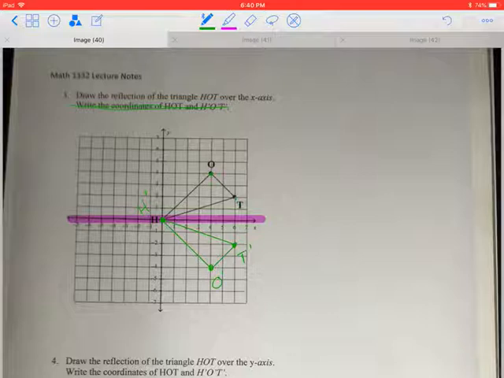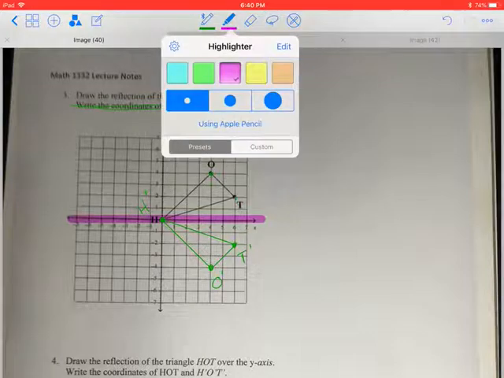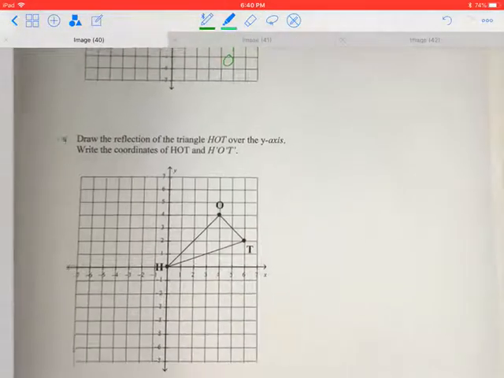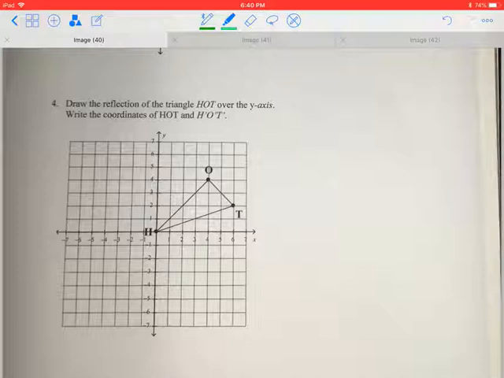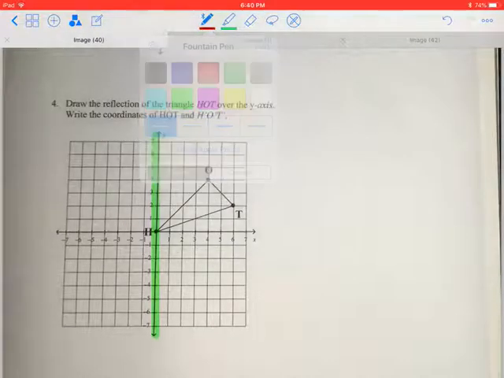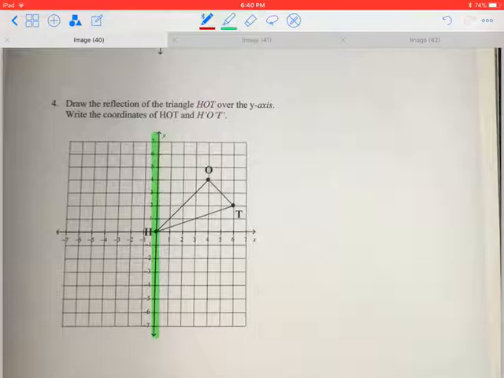Alright, so let's try the same thing reflecting over the y-axis. I'm going to switch colors here. Here is our y-axis. Let me change colors on the pen too. Again, H is on that axis, so it's going to stay in the exact same spot. It's 0 units away, so it's going to stay right there.